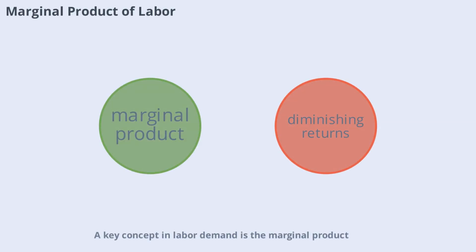A key concept in labor demand is the marginal product of labor, the additional output produced by hiring one more worker. Firms compare the value of this extra output to the cost of hiring the worker. If the value exceeds the wage, hiring makes sense. As more workers are added, however, the marginal product typically decreases, a phenomenon known as diminishing returns. This principle helps explain why firms don't hire unlimited workers, even if wages are low.